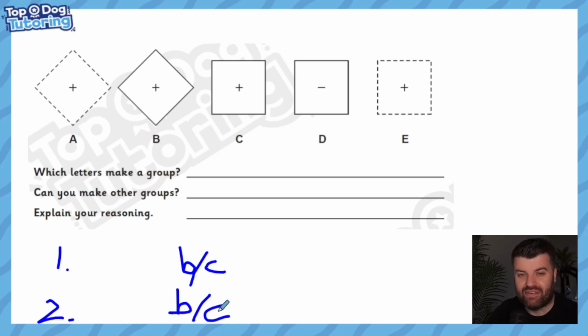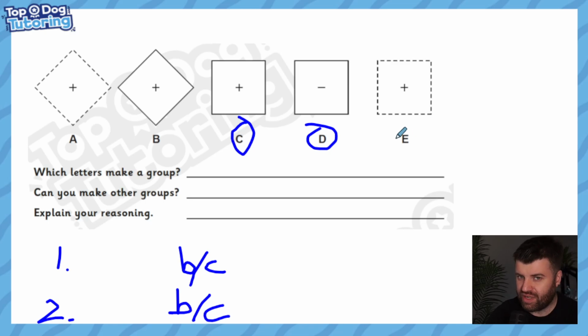Pause the video right now, have a go. And I'm here straight away because I hope you paused it. Let's take a look right now. So I'm going to do it again where I'm going to make a group. I want you to shout at the screen, why is it a group? My first group is C and D. Why is that a group? Why is C and D a group?